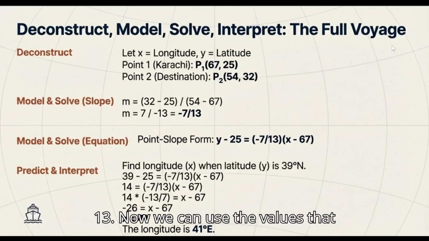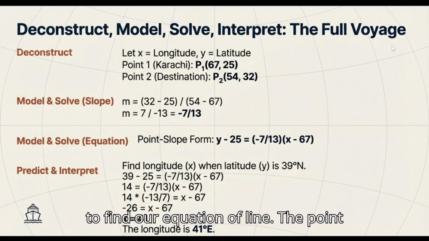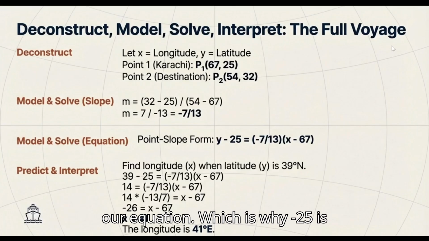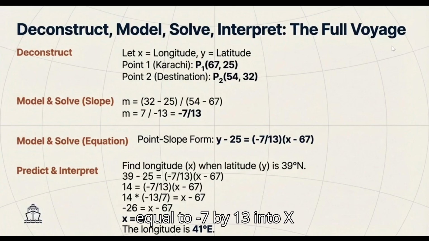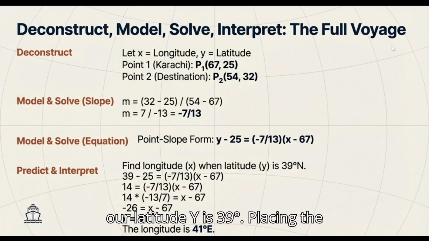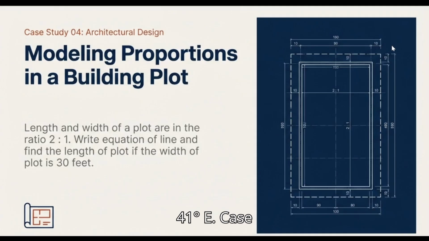Now we can use the values that we have, like the points and the slope, to find our equation of line. The point slope form is y minus y1 is equal to m into x minus x1. So we get our equation, which is y minus 25 is equal to negative 7 by 13 into x minus 67. Okay, now we need to find the longitude, which is x, when our latitude y is 39°. Placing the value of y to find the value of x, we get our longitude as 41° east.